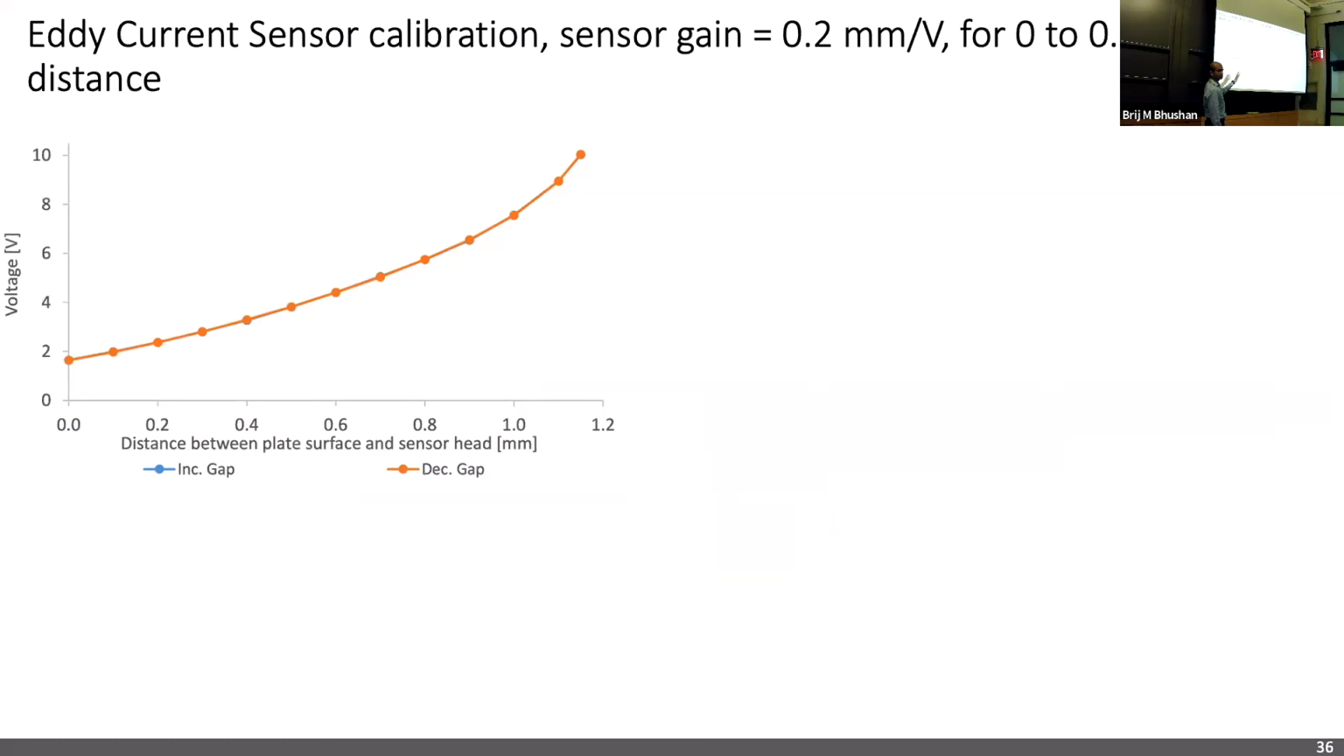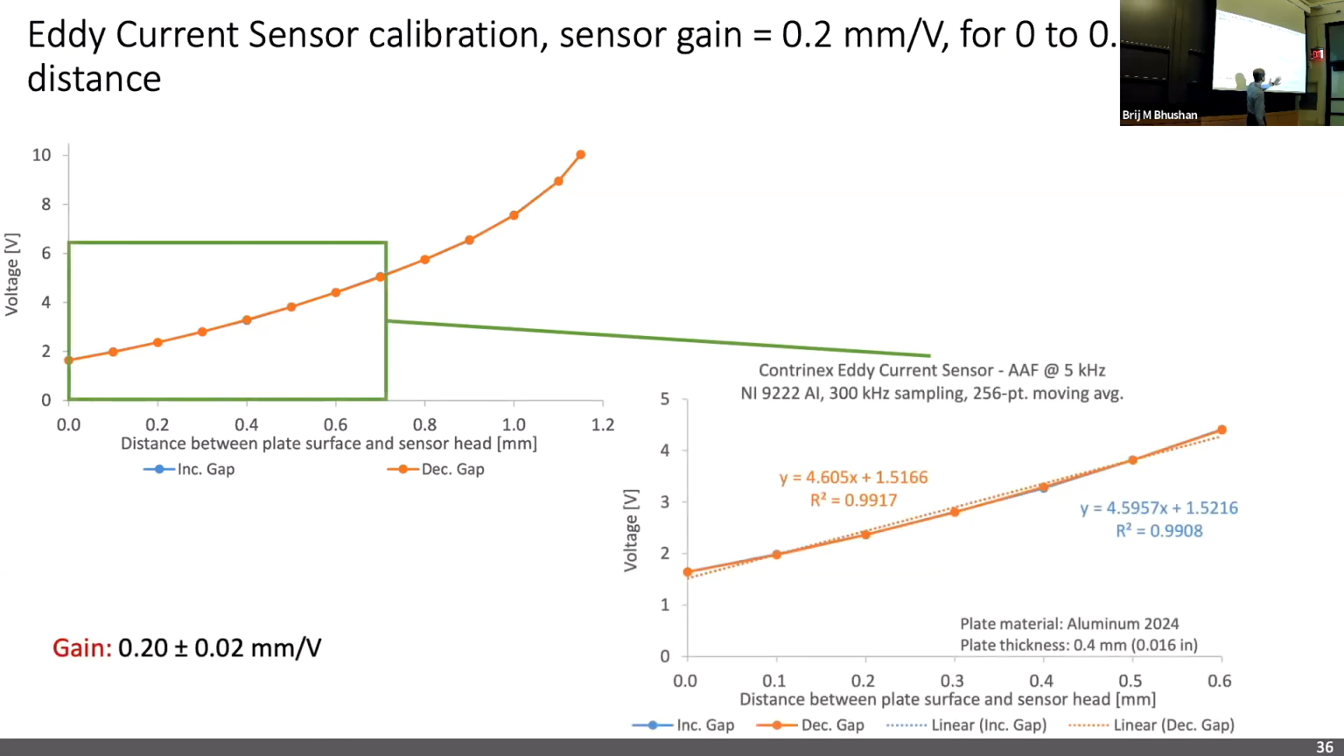This is the characterization plot of the eddy current sensor. It is nonlinear with distance, which is typical of eddy current sensors. But for a range between 0 to 0.6 millimeters, it's sort of linear. And we just use this range for our experiments. And the gain there is 0.2 millimeters per volt.